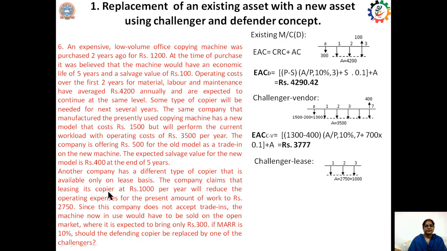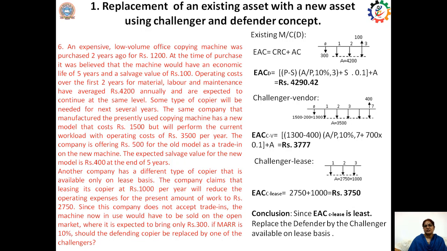Challenger lease, leasing its copy at 1000 per year. 1000 is the lease amount to be given, and operating costs will reduce to 2750. Both are annuities, you can just add, and since the 300 trade-in value is already shown, this is the end. Just do the calculation. Annuity, no conversion and all is needed. Both are A already. Add them, 3750. Which is leased? 3750. So the lease option is selected. Replace the defender by the challenger available on lease basis.